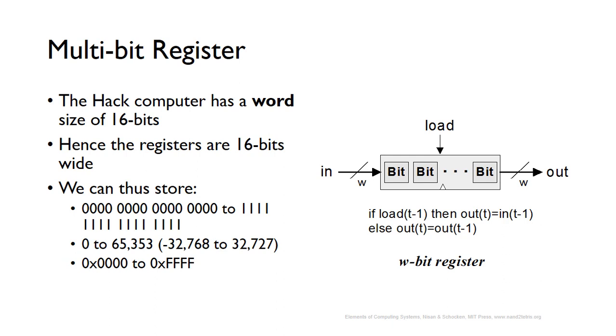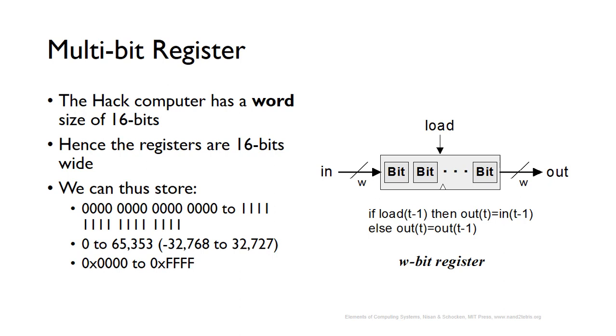So we can see here how we can combine individual bits to create multi-bit registers. The Hack computer has a word size of 16 bits, which essentially means all the registers are 16 bits wide. In your desktop computer you might have a 32-bit machine, or most likely a 64-bit machine, so the registers inside are either 32 bits or 64 bits wide. But in this case, the computer is 16-bit, so our registers are also 16-bit.